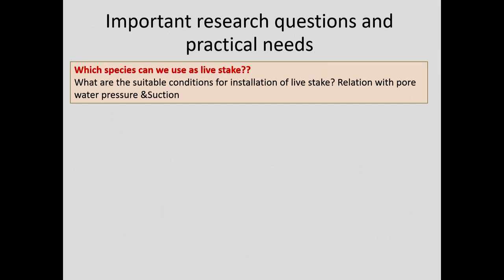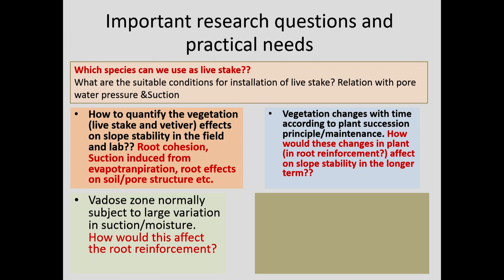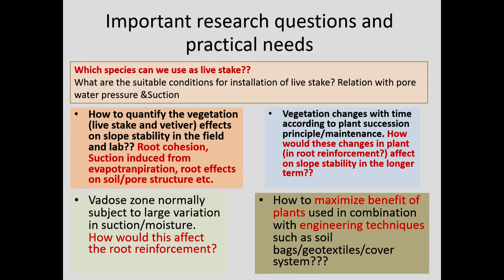And there are some important research questions that we are trying to address, like the species we use for these plants. We consider the relation of these plants to water pressure and suction, and how to quantify this vegetation effect. I think this is the main issue for us geotechnical engineers, because we are more used to concrete, where we can exactly quantify the properties. But for plants, there are more variables, and it's in the vadose zone, the unsaturated zone, so it's more tricky. My research is aimed at this sort of thing, and to maximize the benefit of the plants, we combine them with engineering structures.